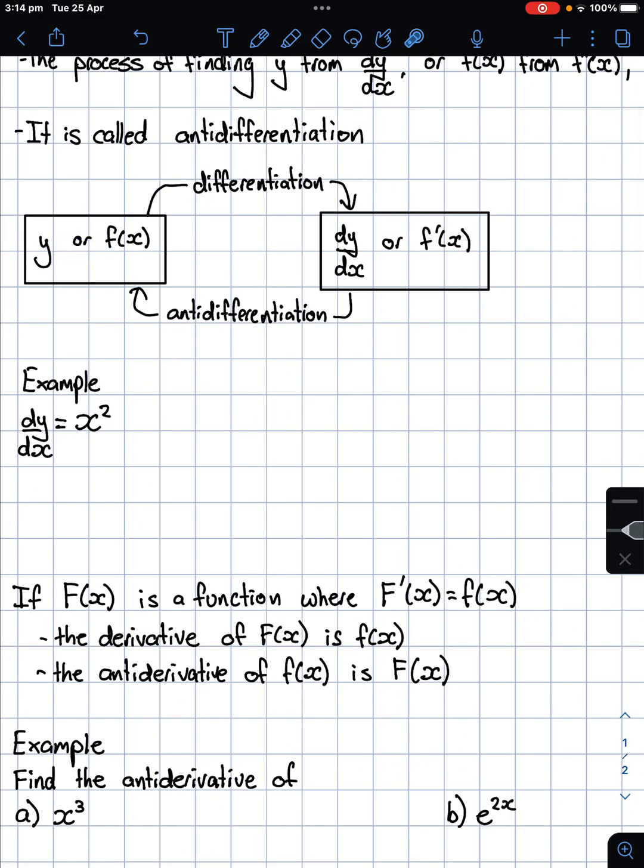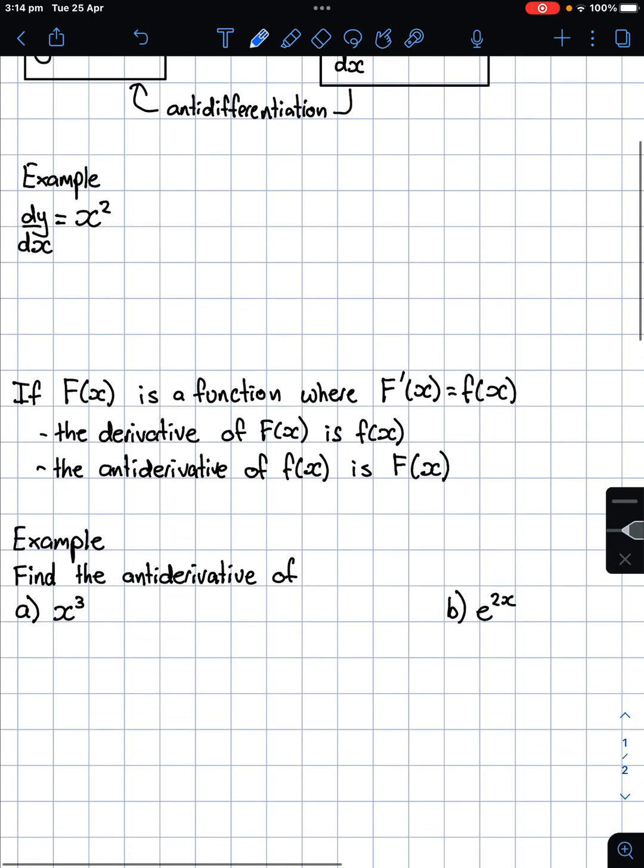What we've done already in differential calculus is we've had functions, so y or f(x), and we differentiate them, and we get dy/dx or f'(x). Now, what we're starting to think about is, can we go the other way and, given one of these values, come back to this original function? So we've got an example here. We've got dy/dx equals x squared. And from what we know of calculus, we might think y equals x cubed.